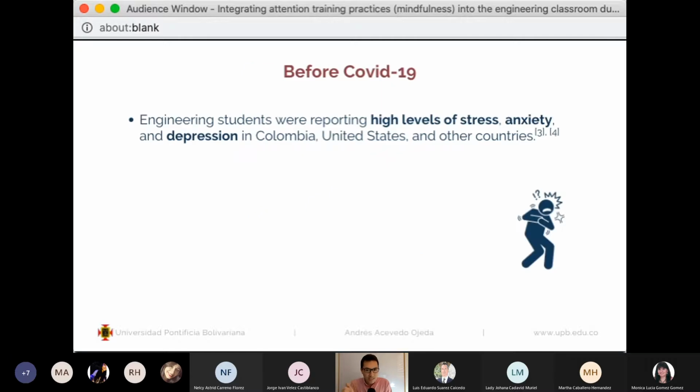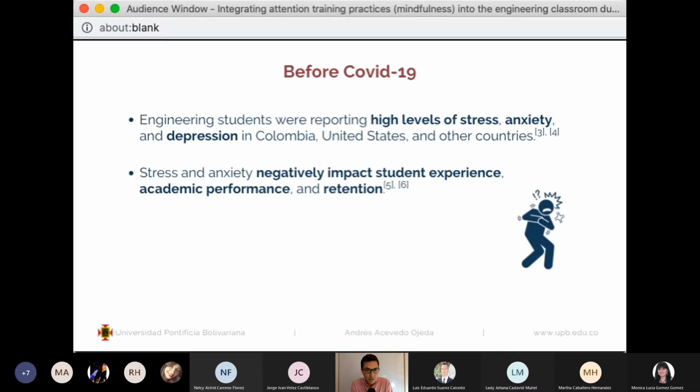Now, before the COVID-19 pandemic, an alarming number of engineering students were reporting high levels of stress, anxiety, and depression in Colombia, the United States, and other countries. Research indicates that stress and anxiety negatively impact student experience, academic performance, and retention. Recent evidence shows an alarming mental health crisis in engineering education, and that students may associate studying engineering with poor mental health.